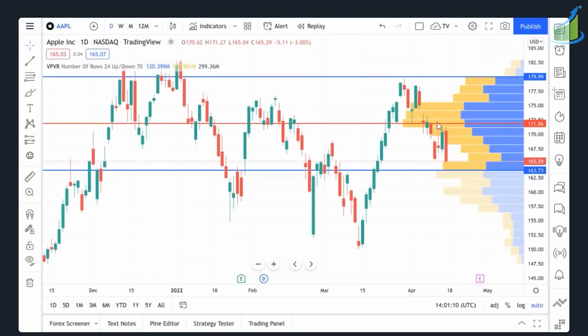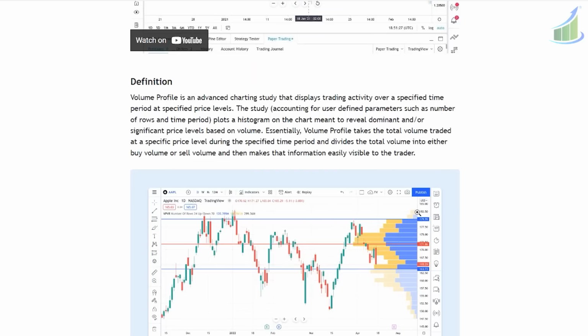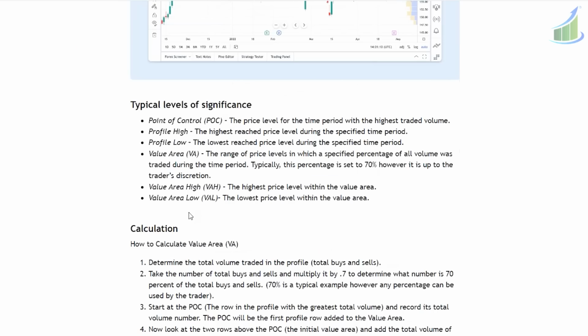You see this red line, this is called point of control. And this is the value area, the one you see at the bright part. This is where 70% of the trading has happened. And this is value area high, this is value area low, and this is point of control. Now, having this information, let's go further. So we have a point of control, we have profile high, we have profile low. This is profile high at the top, this is profile low. This is value area high, value area low.